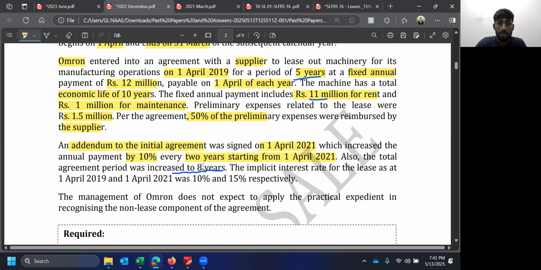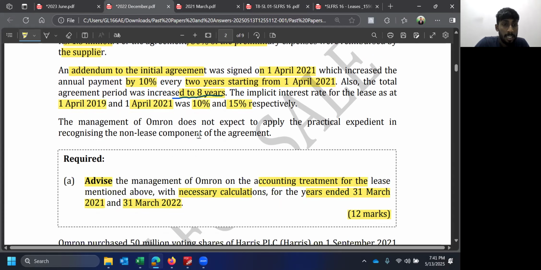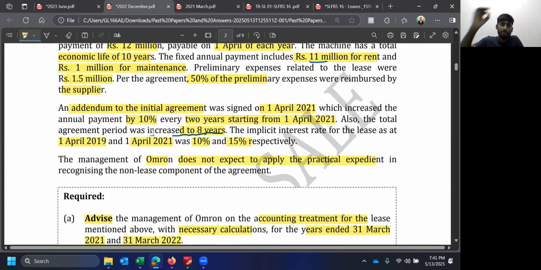It has increased up to 8 years. The implicit interest rate for the lease at 1st April 2019 and 1st April 2021 was 10% and 15% respectively. The management of Omron does not expect to apply the practical expedient in recognizing non-lease components.